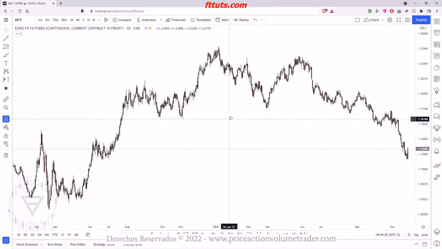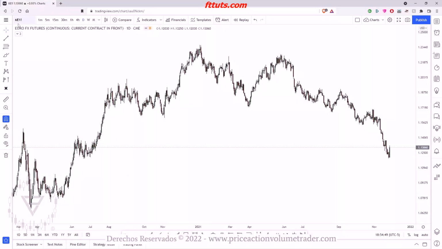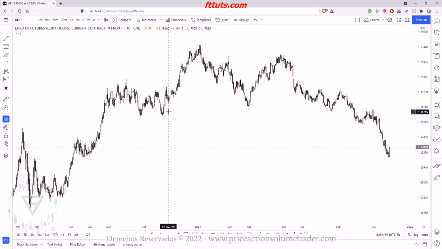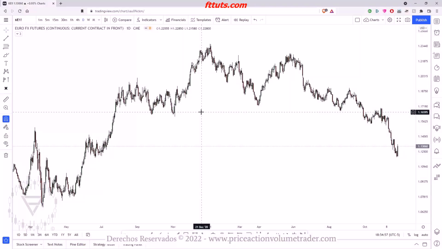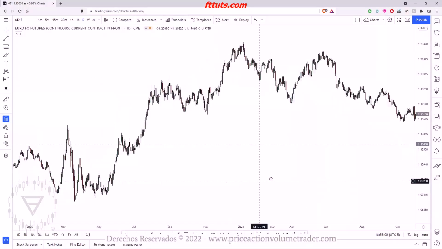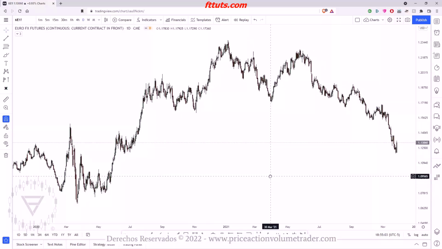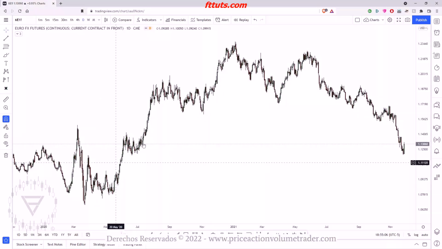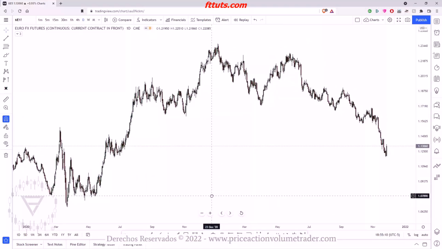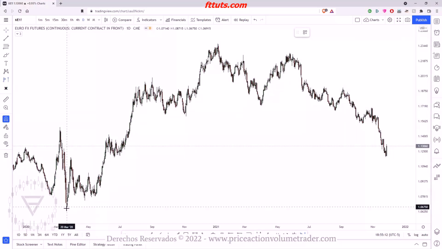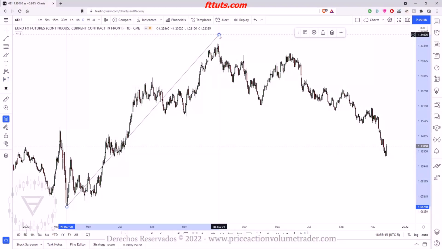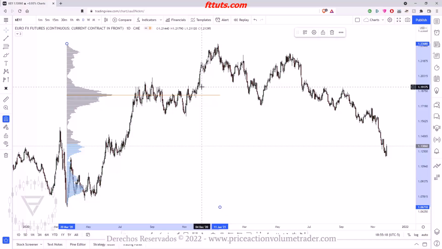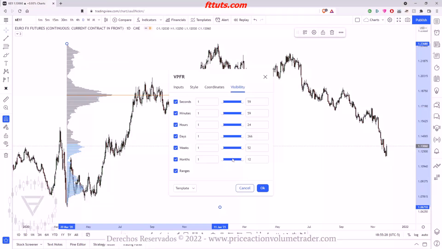If we go here, we're back on TradingView, and I have here the Euro FX futures. I thought we could look at some other instruments aside from the ES just to show you this concept in different markets. So in this case, like I said before, let's say I want to analyze this move. I would grab a profile and take pretty much the area here that we have as far as volumes go.